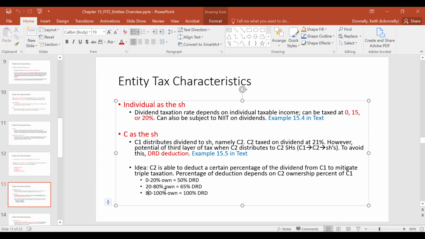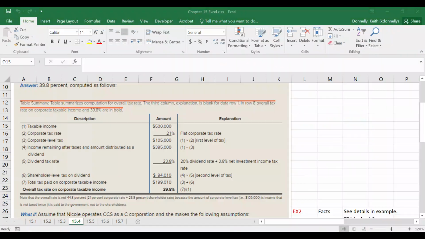So if you're just trying to keep this straight in your head, what is the point? We have a dividends received deduction. The point of this is to help this guy right here. They're going to give them a deduction when they got a dividend from a corporation they own, because we're trying to mitigate triple taxation.